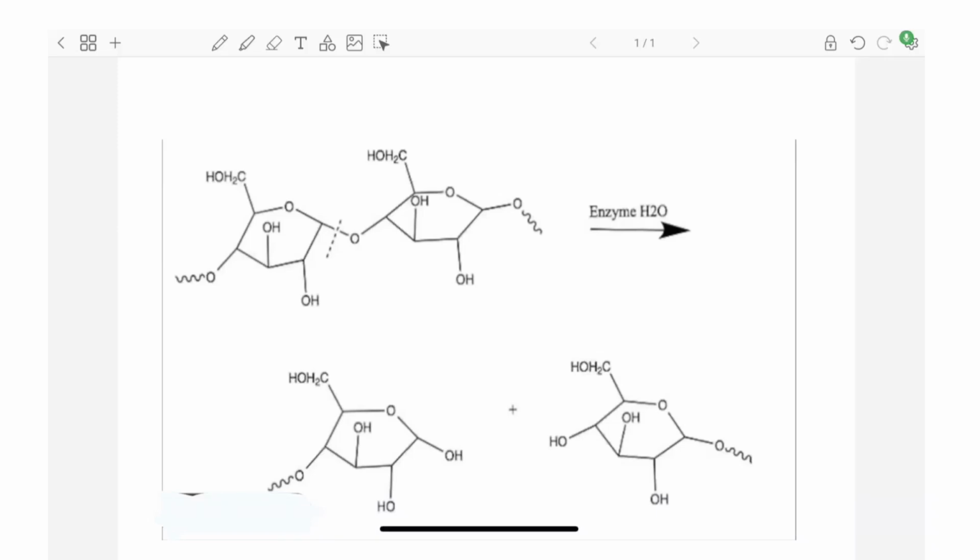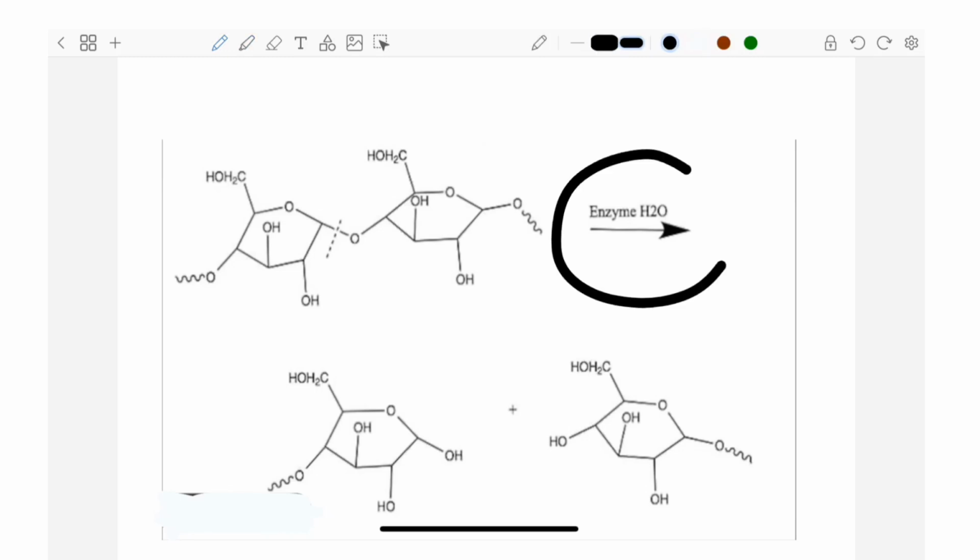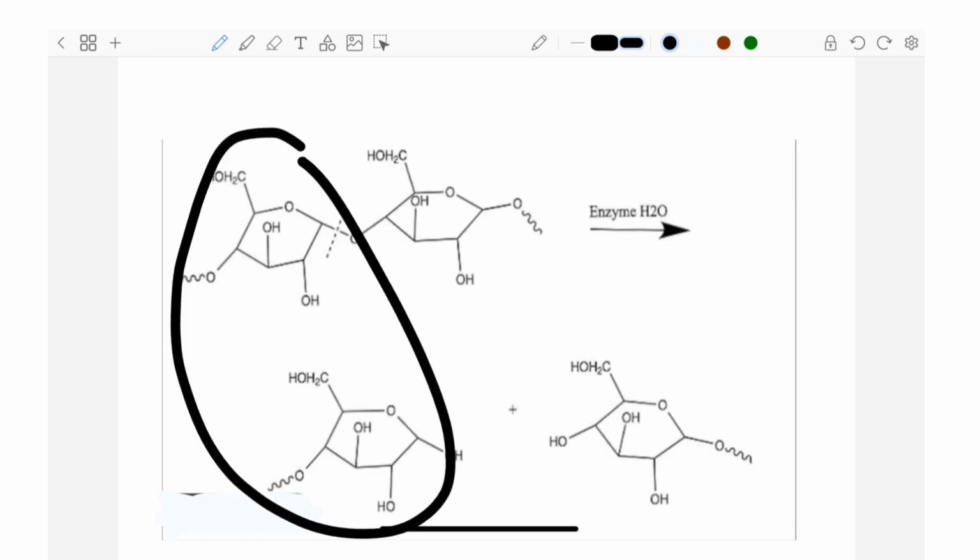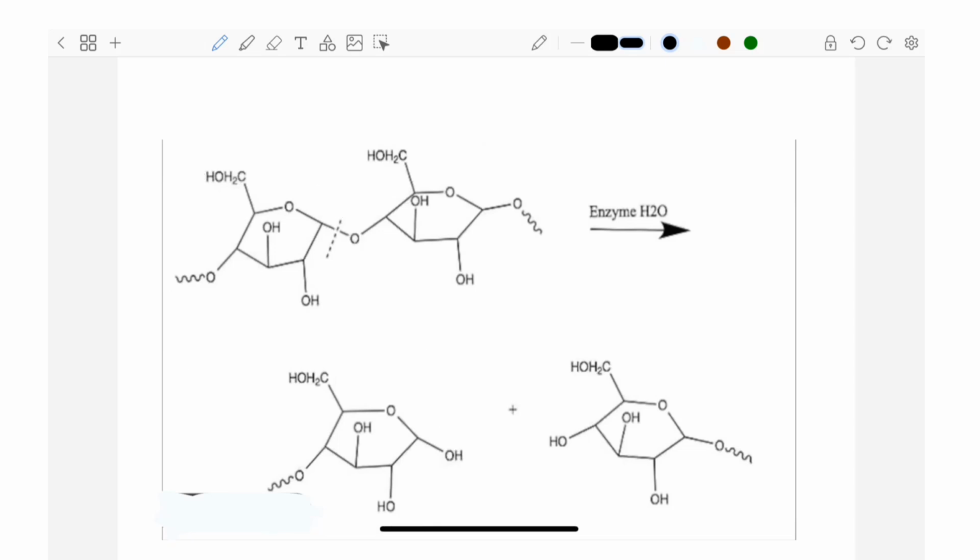Ito po yung isang example natin sa starch structure. So, ito po yung unang enzyme, nakita naman po natin. Nadagdagan po siya ng water, ng H2O. So, ito po unang enzyme natin. Ayan po. So, yung nasa baba po is kinapin lang siya nung nasa taas.